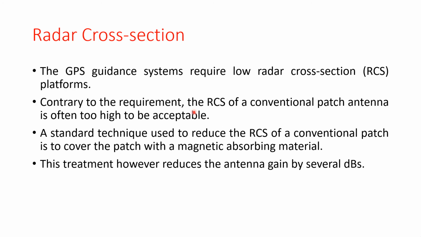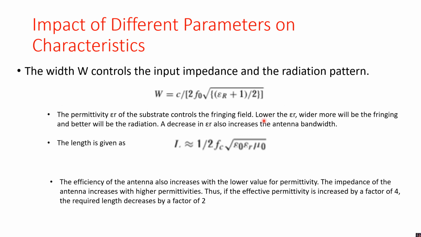Another parameter is radar cross section. Usually GPS guidance systems all require low radar cross section. If you want to reduce the RCS, it is achieved by covering the patch with a magnetic absorbing material, but this will reduce the gain of the antenna. So these are the different parameters you should be knowing. Now next is the impact of different parameters on characteristics.